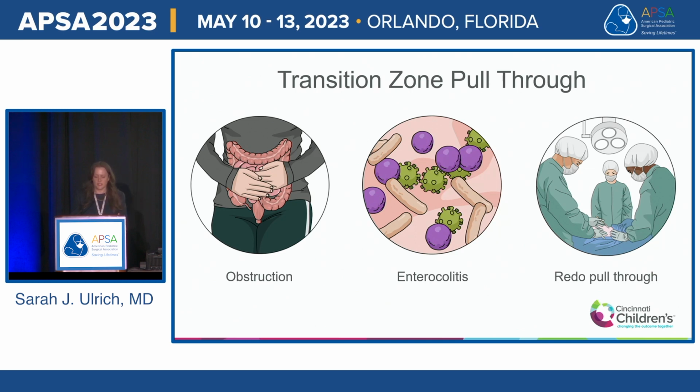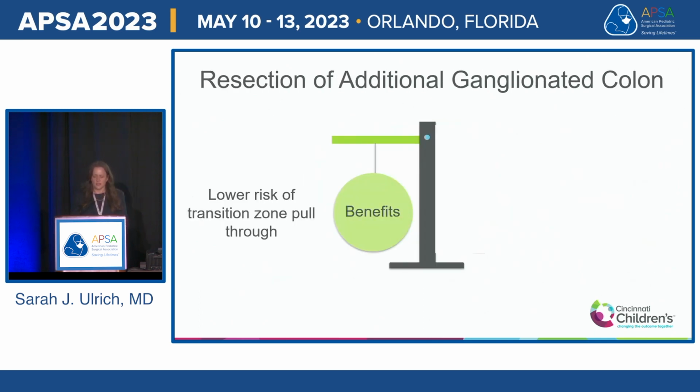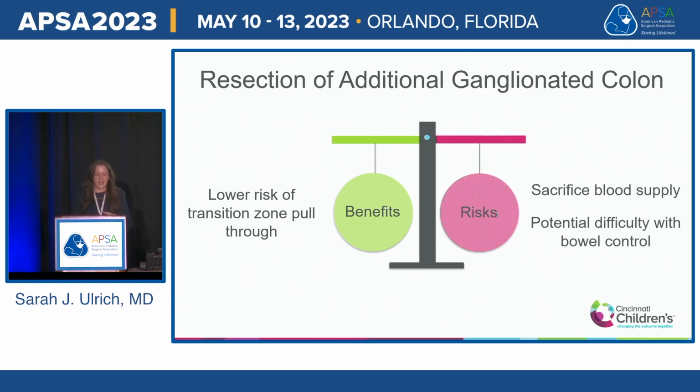During the pull-through operation, the anastomosis is confirmed to contain only normal ganglionated colon with intraoperative biopsies. There are hints in the literature that advocate for the resection of a 5-centimeter margin of additional normal ganglionated colon proximal to the biopsy site to avoid the morbidity of a transition zone pull-through, but there's no strong evidence to support this practice. However, obtaining an extended margin of ganglionated colon isn't without its own morbidity. It can require the sacrifice of segmental blood supply and necessitate additional bowel resection beyond the desired margin, and leaving the patient with less colon can potentially contribute to difficulty with bowel control in the future.